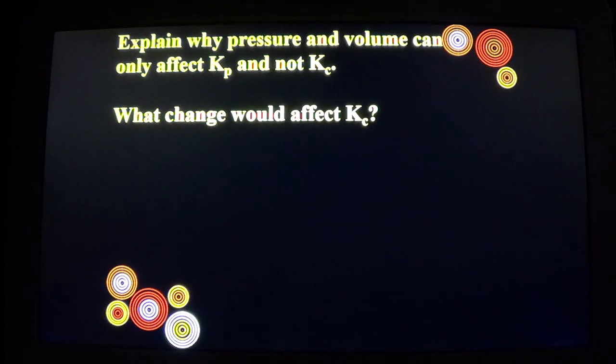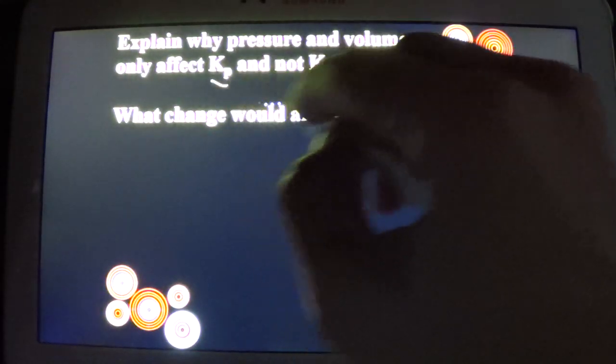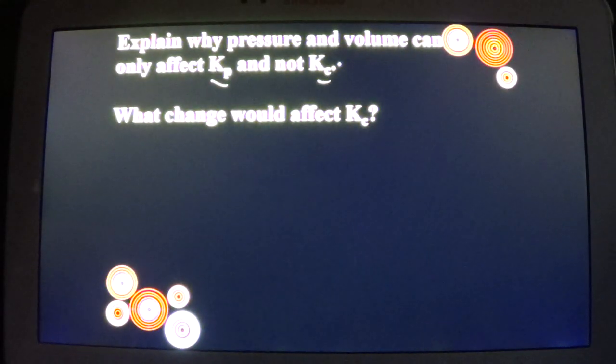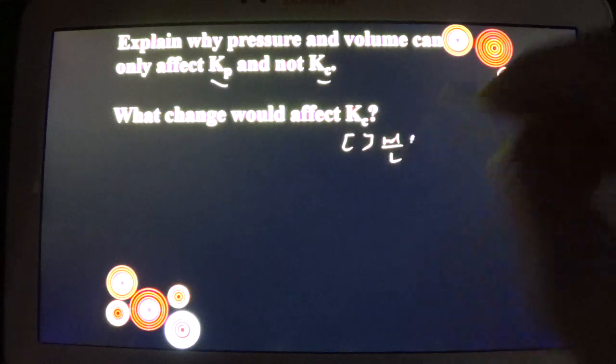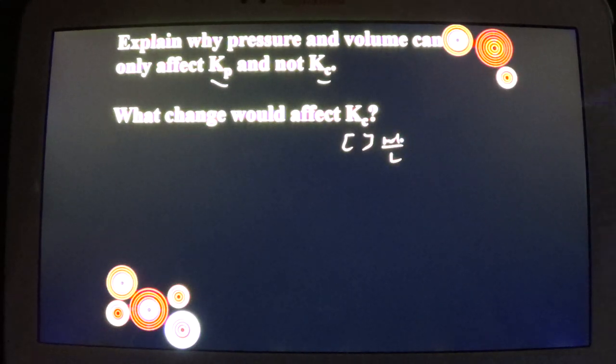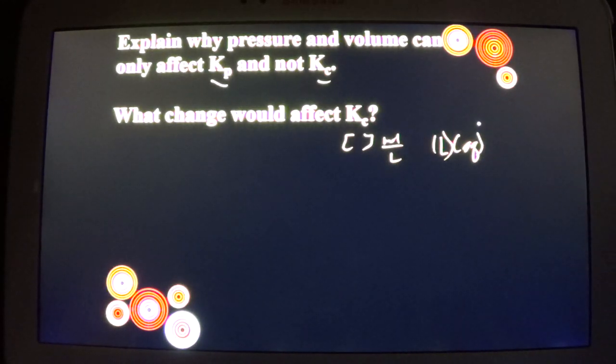Now, explain why pressure and volume can only affect Kp and not Kc. Why can we not use Kc? Because Kc is concentration in molarity. That's moles per liter. That means something dissolved in something, something in liquid form or aqueous. And again, pressure and volume will only affect gases. So it has to be really a Kp, or just, we'll say K in general, and that works just fine.